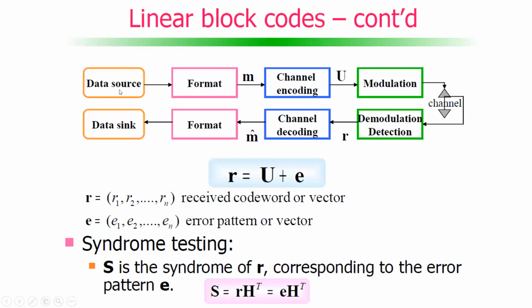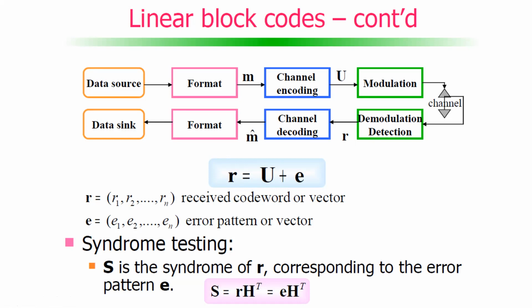Now this is the data source in the general block diagram of the communication system, in which channel encoding is done, then modulation is done, and the signal is transmitted. At the receiver you demodulate the signal and receive a vector R, which is a noisy vector which may have errors, right? So what will R be equal to? R is the code word that was transmitted from the transmitter side. Received code word is R. Maybe some bits are in error, we don't know.